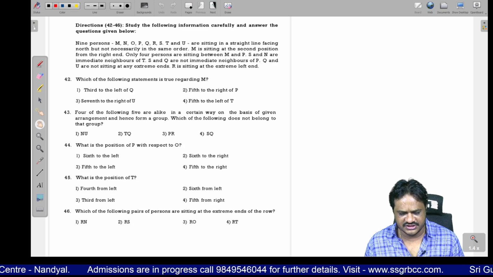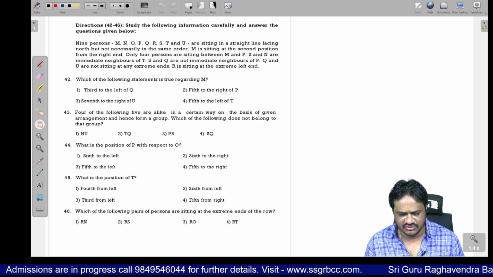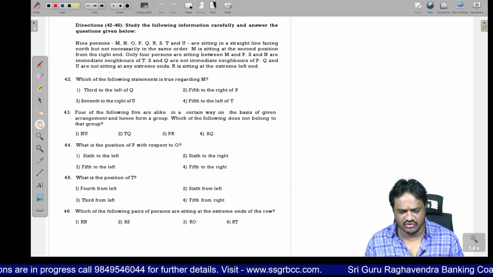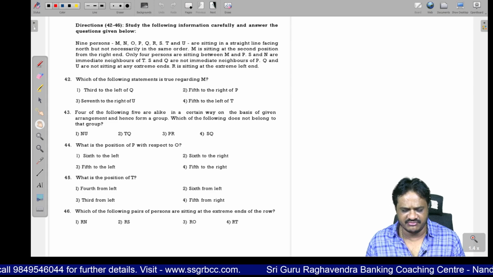Only 4 persons are there between M and P. S and N are the neighbors of T. S and Q are not the neighbors of P. Q and U are not at the extreme ends of the line. R is sitting at the extreme left hand.